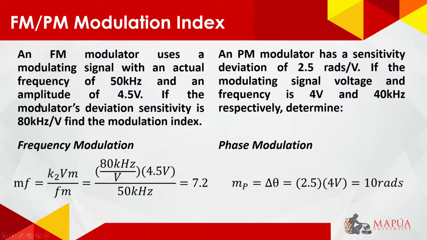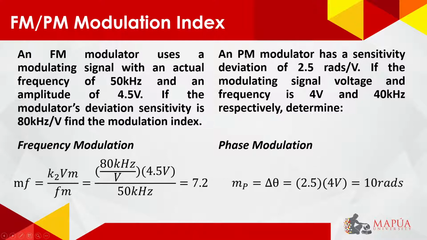Here we substitute the values to the ones given in the problem. We have the deviation sensitivity of 80 kHz times 4.5 volts, Vm, over the actual frequency of 50 kHz, and that arrives at 7.2 for the modulation index.